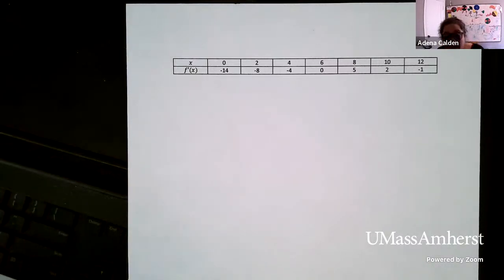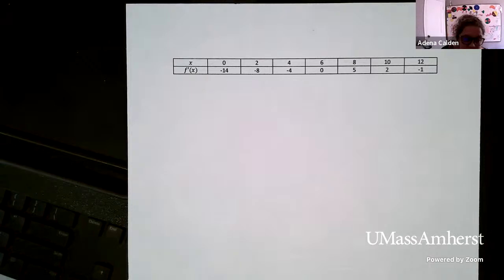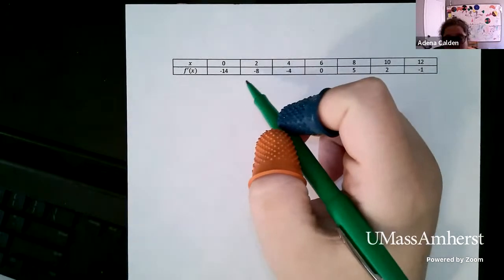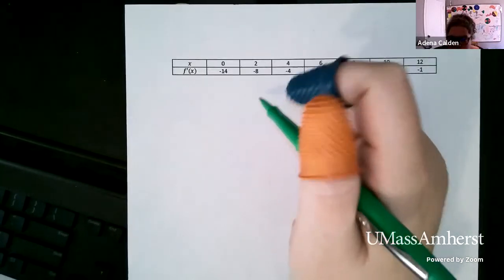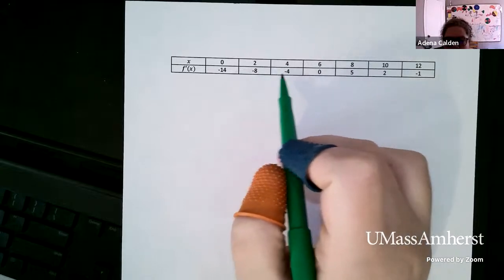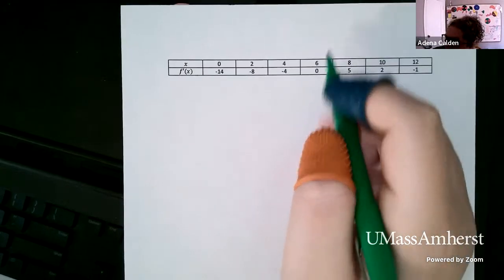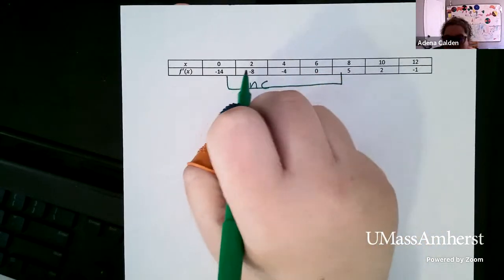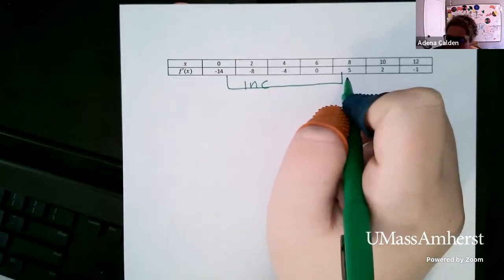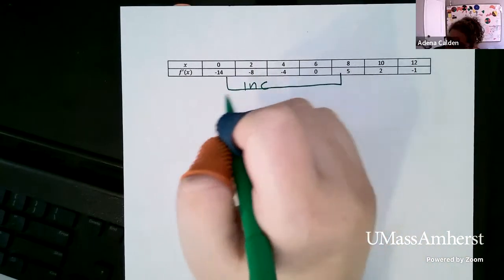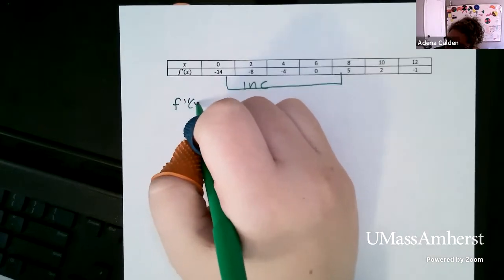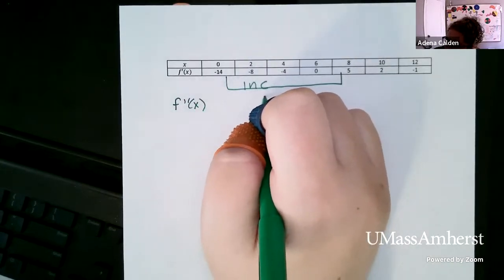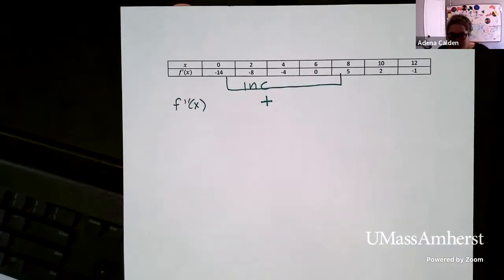Okay. So again, what we're looking for is we're trying to figure out the sign of the second derivative by using properties of the first derivative. So what I'm looking for here is where the first derivative is increasing or decreasing. So -14, -8, -4, 0, 5. Those values are all increasing, right? They're increasing because they're becoming less negative and then they transition to positive. If the first derivative is increasing, that tells me that the second derivative is positive, okay?